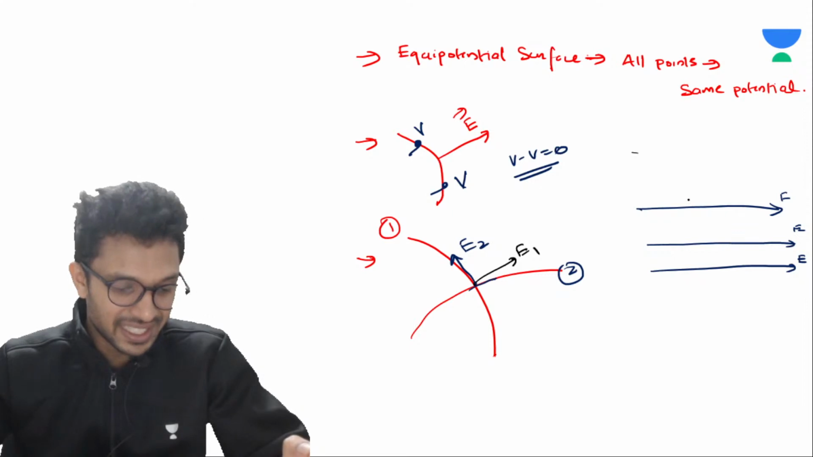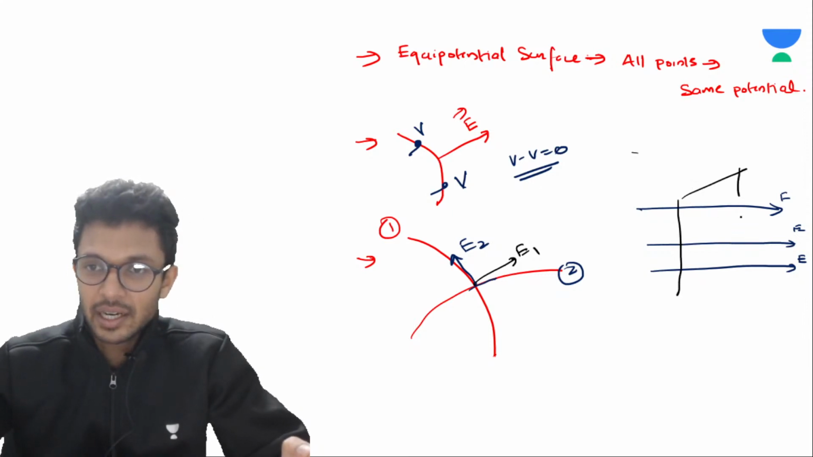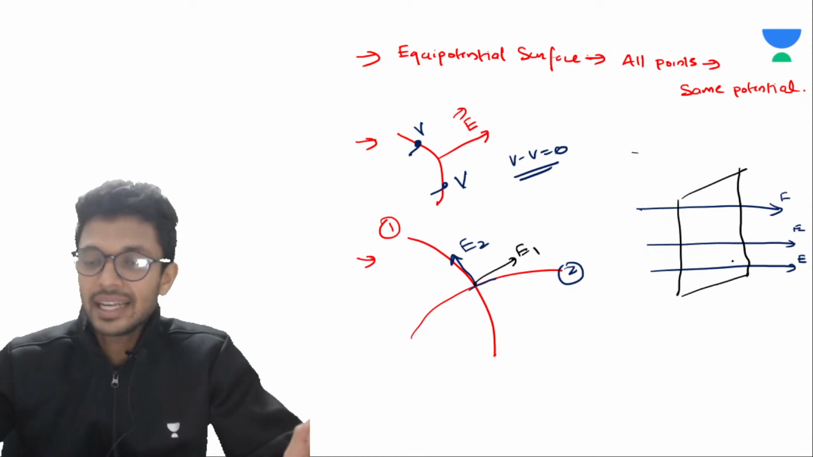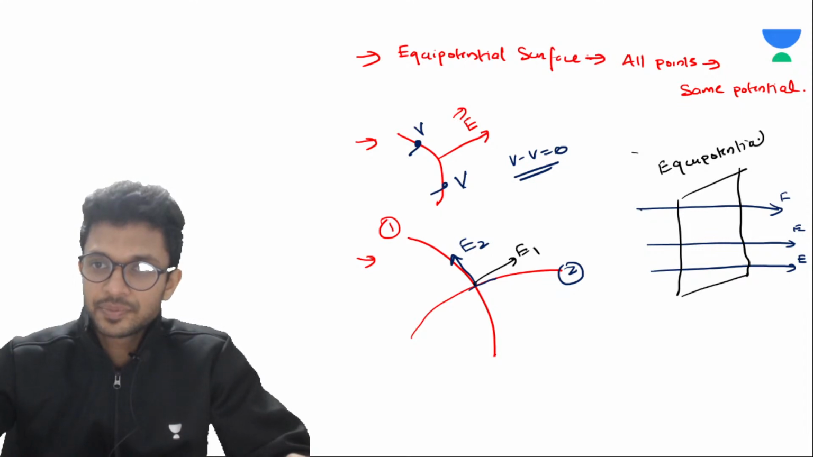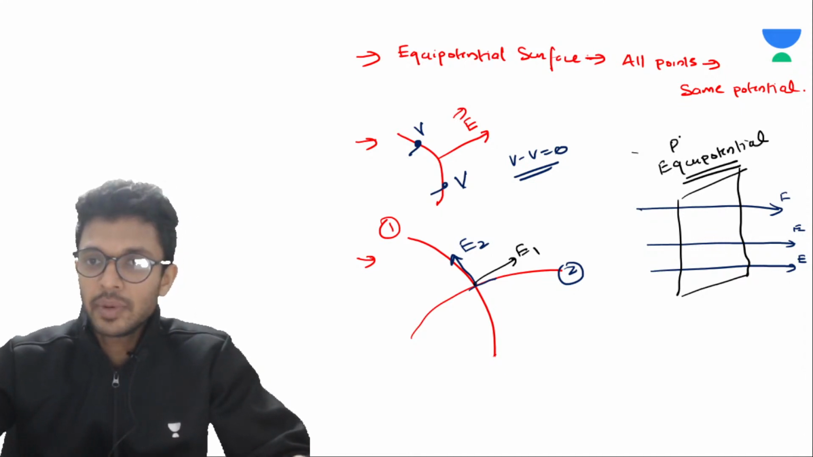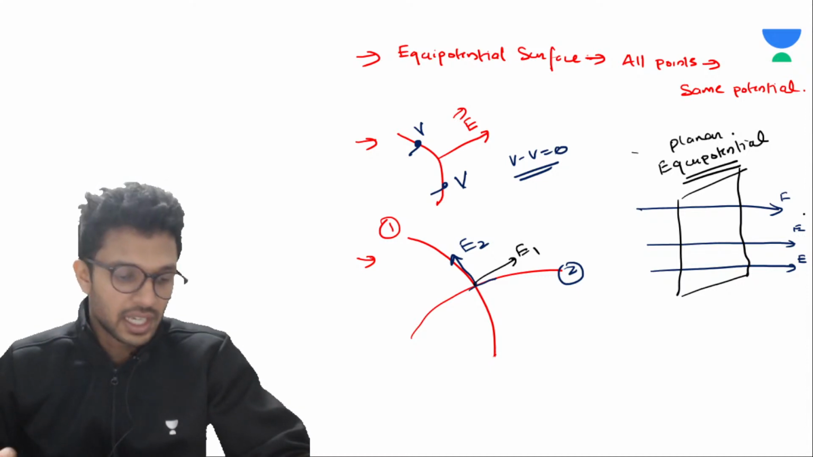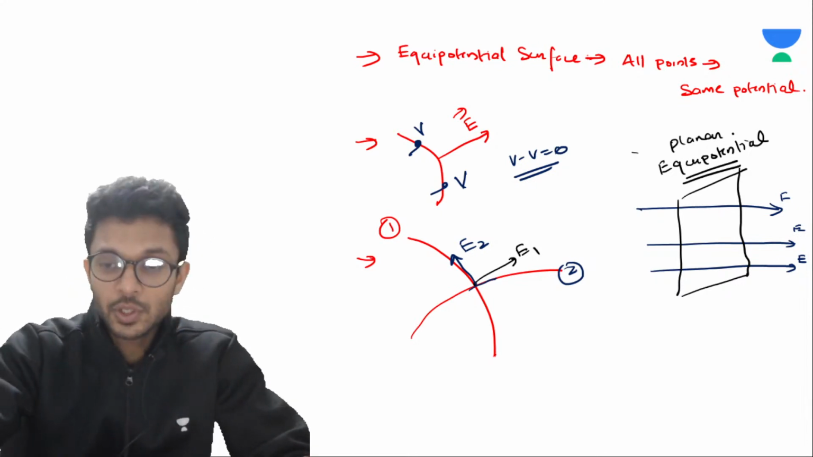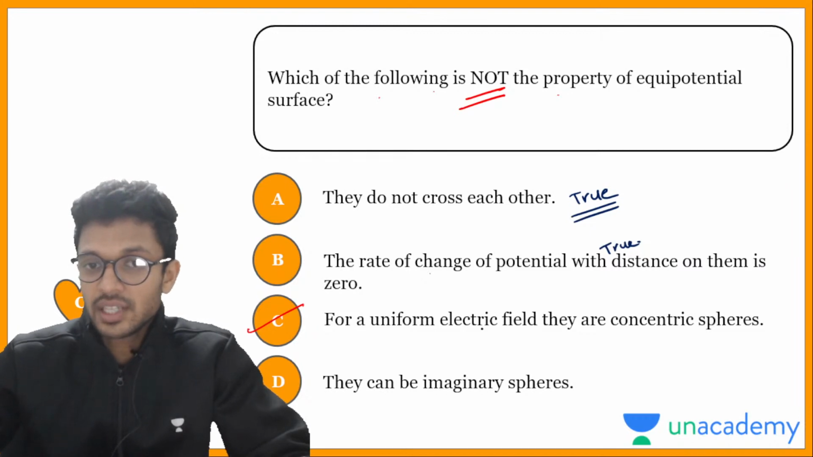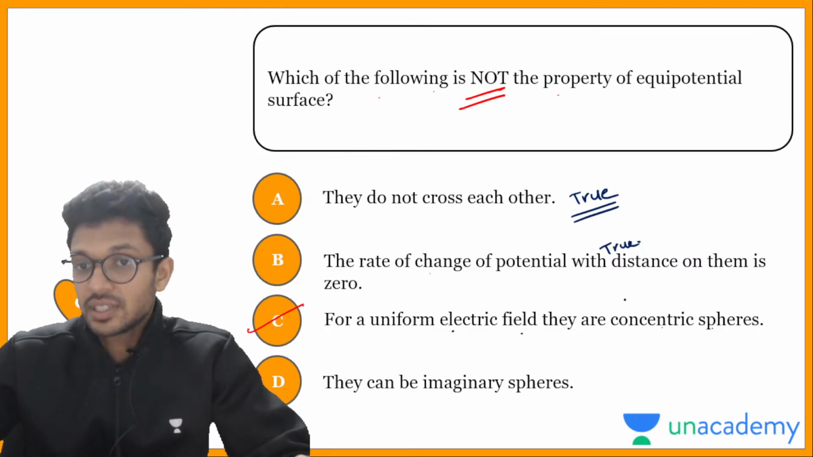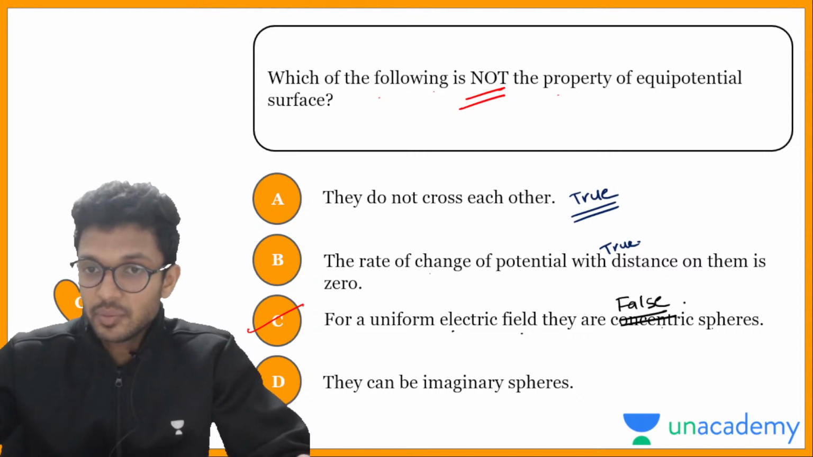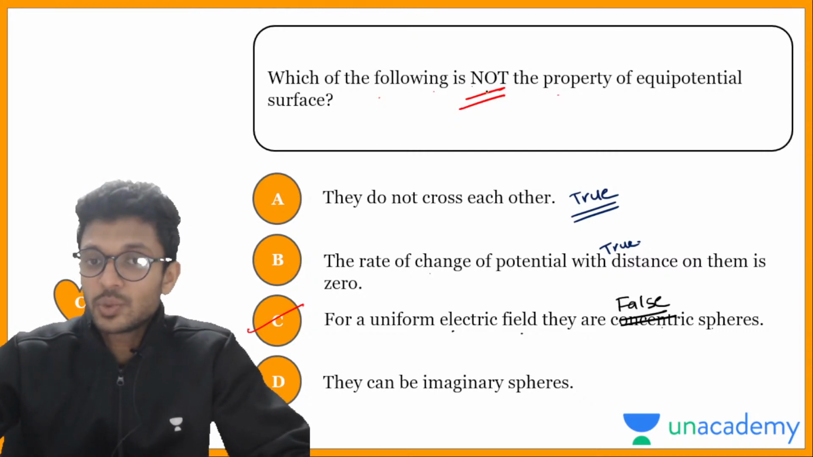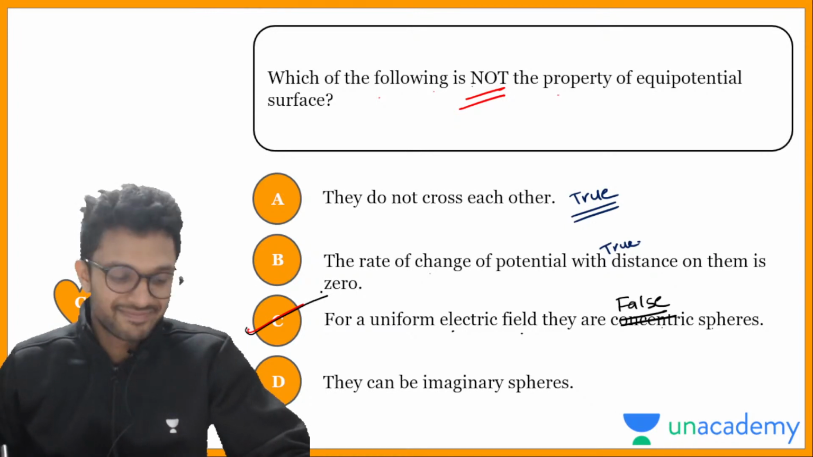For equipotential surface, it is going to be planar. A plane which is perpendicular to the electric field lines will be the equipotential surface. Those who don't know, write it down. It is going to be a planar equipotential surface if electric field lines are parallel to each other. Very good, Sana. So it's going to be planar, not spherical. So this statement, which says that for a uniform electric field they are concentric spheres, is a false statement, and the question is to find the false one. So option C is correct.